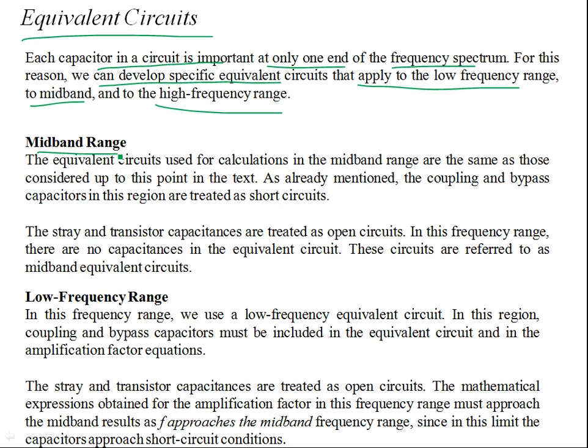So the mid-band range is independent of the capacitive effects. So these equivalent circuits used for calculations in the mid-band range are the same as those considered up to this point in the text. As already mentioned, the coupling and bypass capacitors in this region are treated as short circuits. Those are external capacitances. The stray and transistor capacitances are treated as open circuits. So in this frequency range, there are no capacitances in the equivalent circuit.